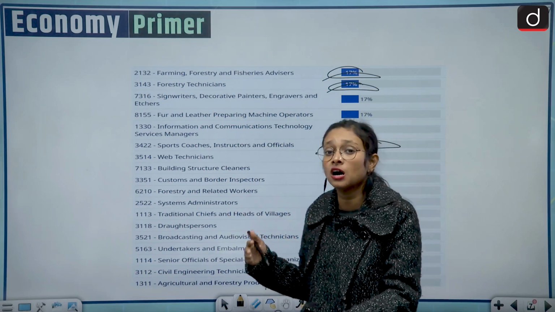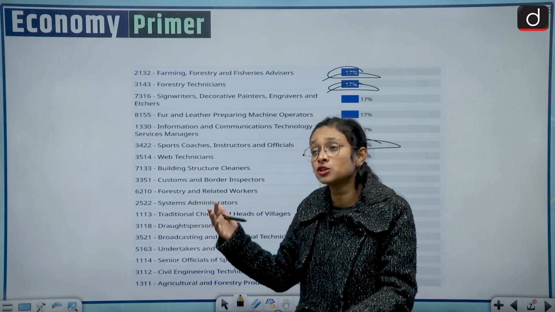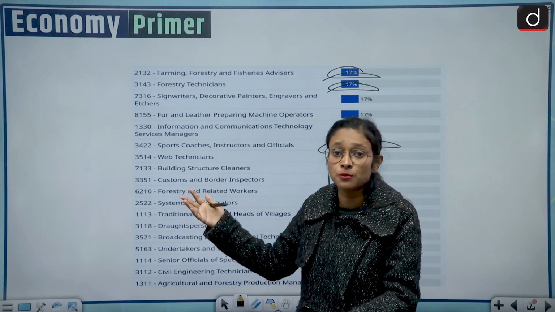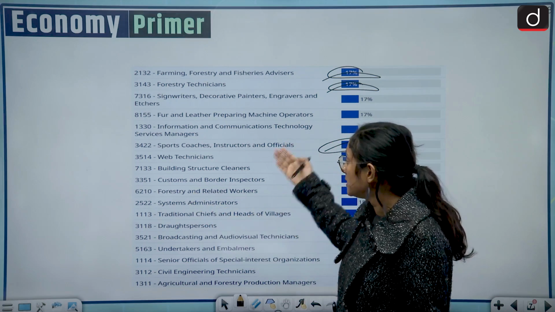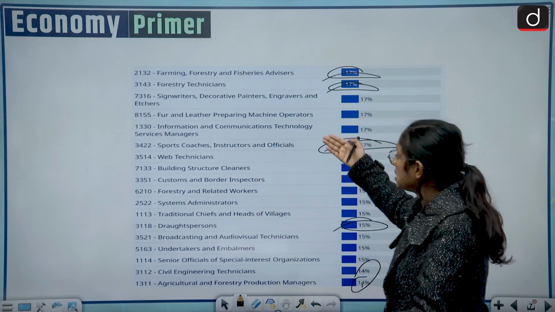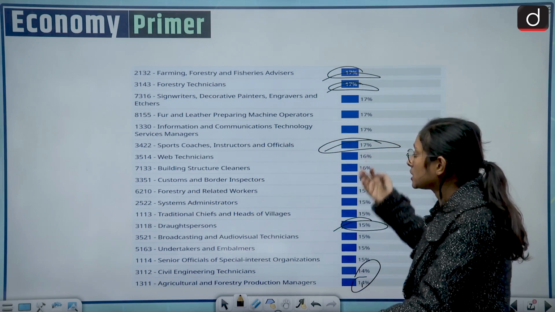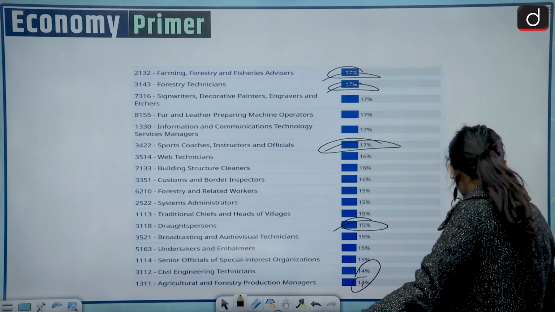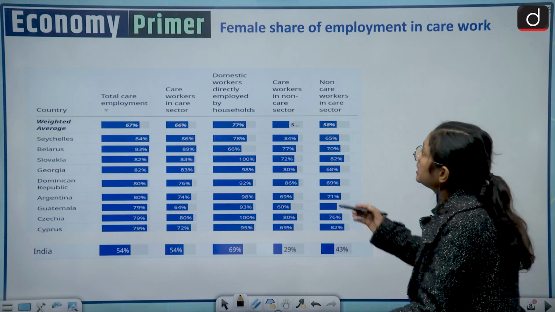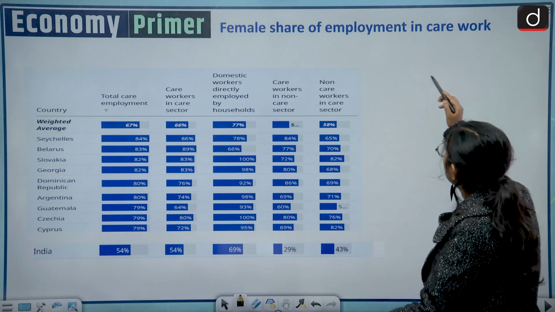But when it comes to the unorganized sector, their share of jobs is 90%, 98%. So this is the women's contribution to these technician, inspector and worker kinds of jobs. Moving to the next one, which is the female share of employment in care work.